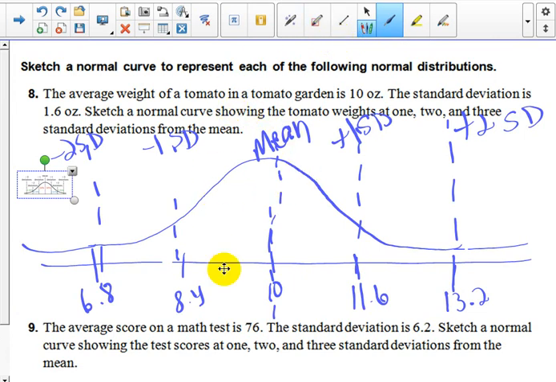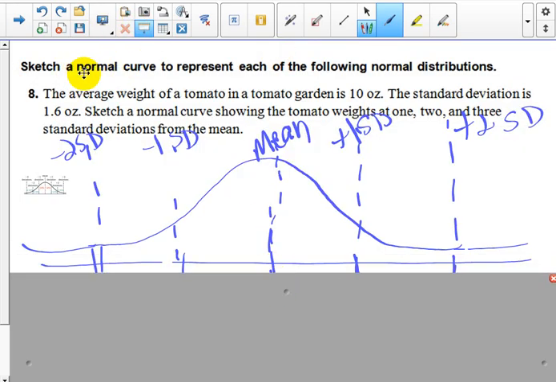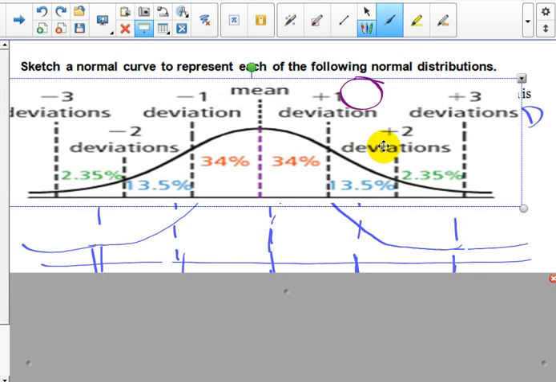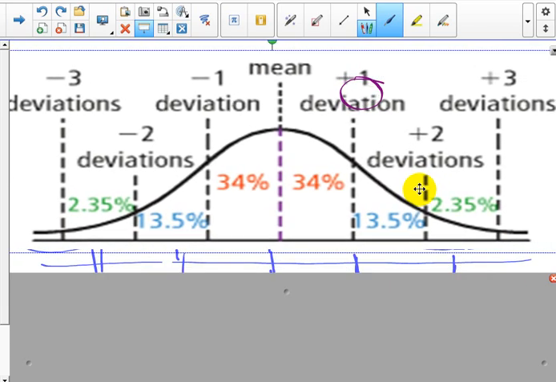Okay, look at number 8. It says sketch a normal curve to represent each of the following normal distributions. It says the average weight of a tomato in a tomato garden is 10 ounces. So there's your mean right there. So let's draw our chart. So remember, it looks like this. So you want to draw this, maybe without all that terminology. But you want to draw that mean and then your first, second, and third deviations on each side.